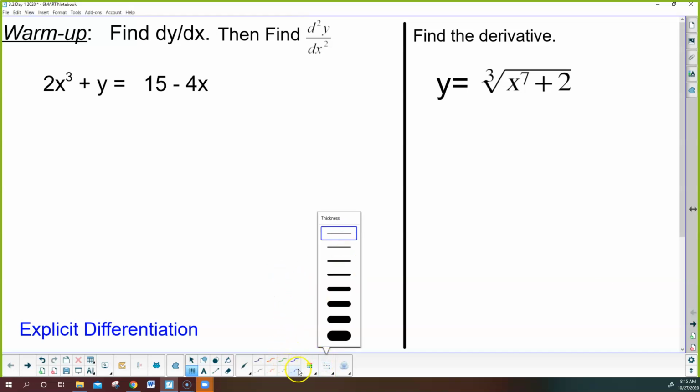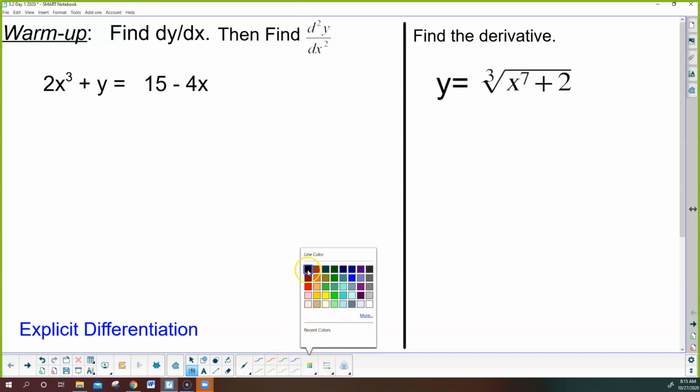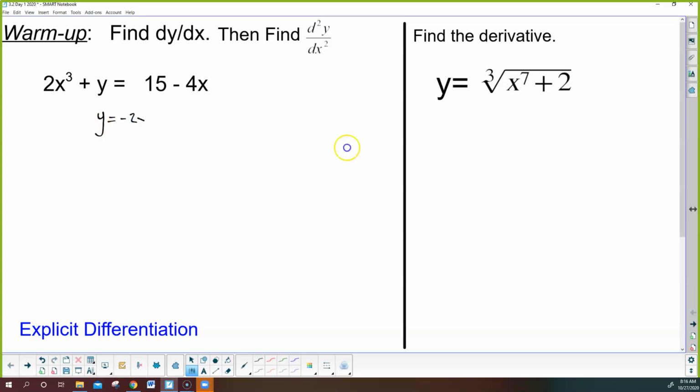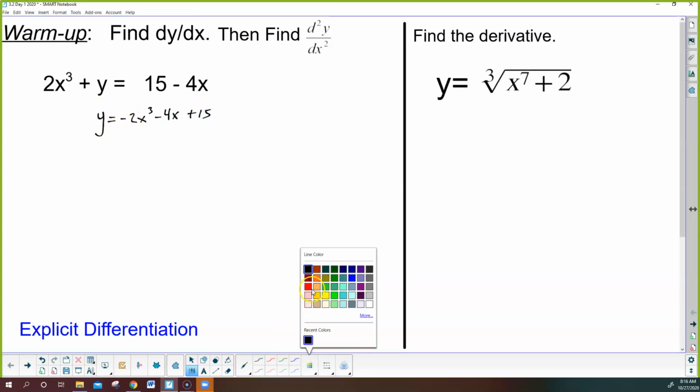So the way that this warm-up is currently written, it's not friendly for the methods that we've learned when taking the derivative. So what do we have to do? We have to move the 2x to the third over to the other side with subtraction. So I like to just rewrite this in standard form. And now we're ready to take the derivative of both sides.